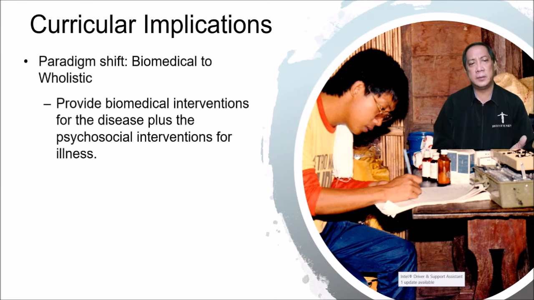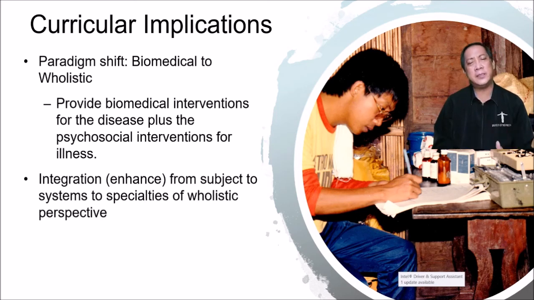And as I said earlier, it talks about paradigm shift from biomedical to holistic. So meaning we should not just look at the biomedical component of the disease, but also the psychological intervention for illness. We all know now that we have a lot of patients, especially with the COVID-19 pandemic, who don't have COVID, but they do have problems because they are stressed out. They may be even more sick than people with COVID. Of course, it's important to integrate from subject to system, from specialties to holistic perspective.